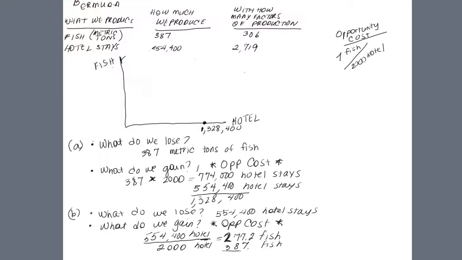Now, change the color. This here, 1,328,400 goes here, and this 664.2 goes somewhere like here. Probably actually a lot lower. And our production possibilities frontier is either a line or a curve.